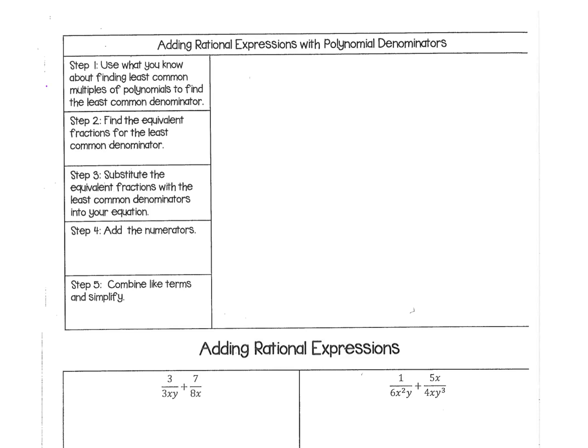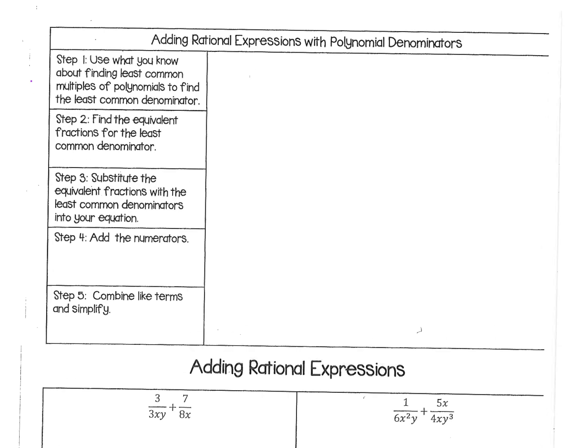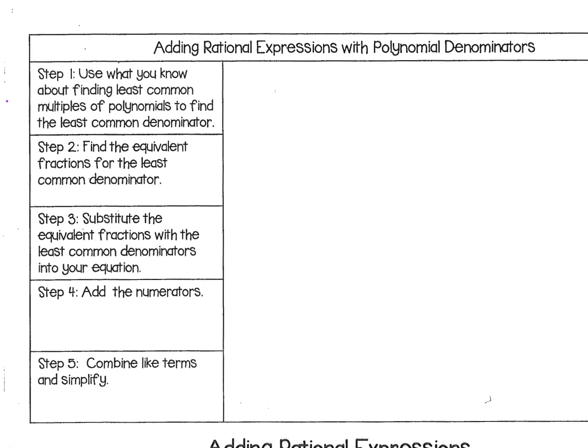Adding rational expressions and subtracting rational expressions, and then solving rational equations. Hopefully you did your homework last time, and you know that when we are looking at multiplying or dividing, there's factoring involved. There's going to be factoring involved today too. Now, step 1 says use what you know about finding least common multiples of polynomials to find the least common denominator. Do you remember how to find the least common denominator of something?